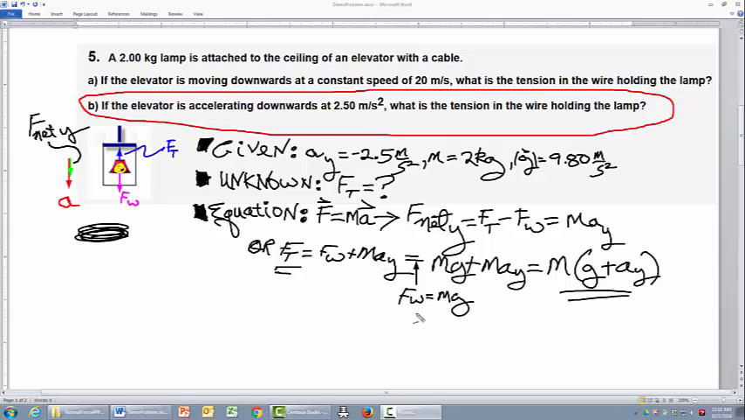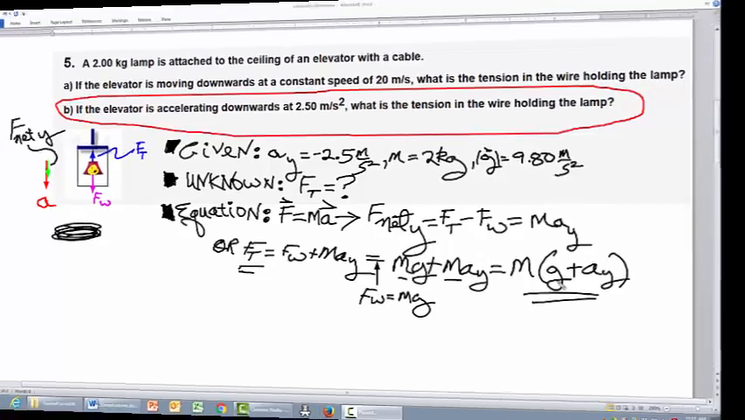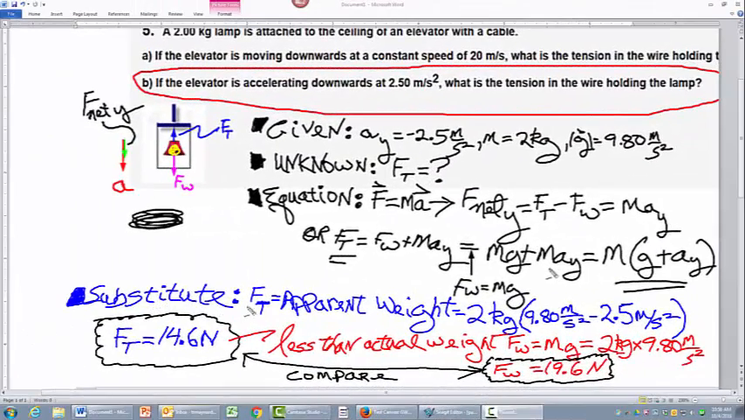We substitute in for the weight force being mass times the acceleration of gravity. We get mg plus m a sub y. We factor out the mass, and we get mass times g plus a sub y. Substituting in, we get that the tension, which is the apparent weight of the lamp, is 2 kilograms for the mass, times g, 9.80 meters per second squared, plus the acceleration, which is minus 2.5 meters per second squared. This gives us that the tension force, or the apparent weight, is 14.6 newtons.